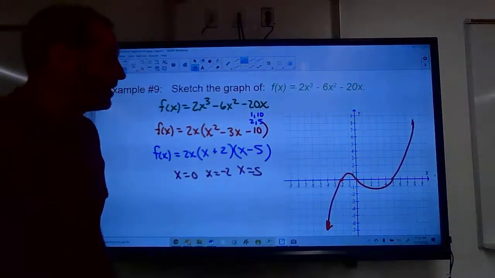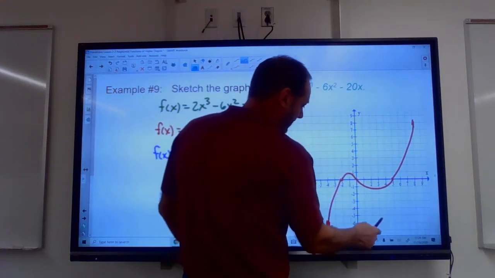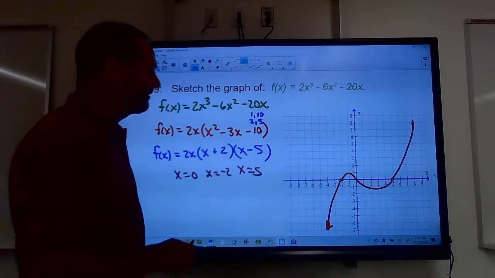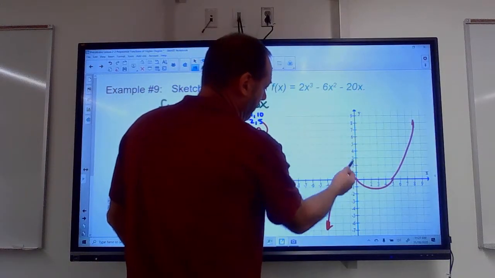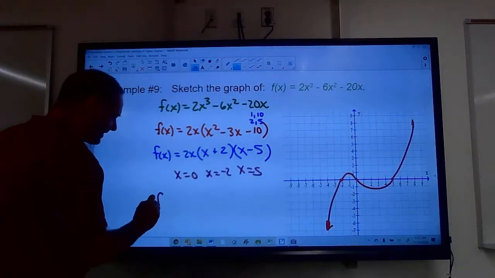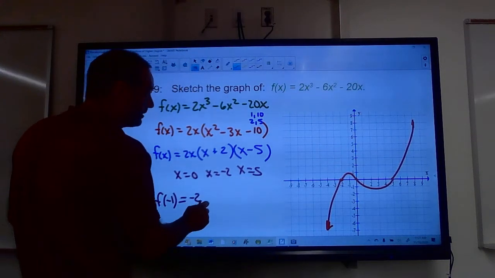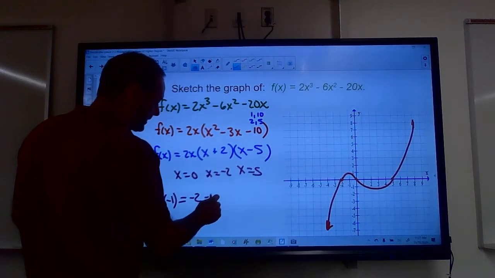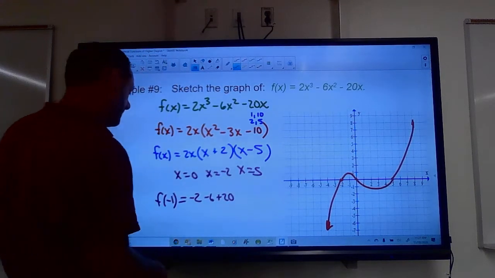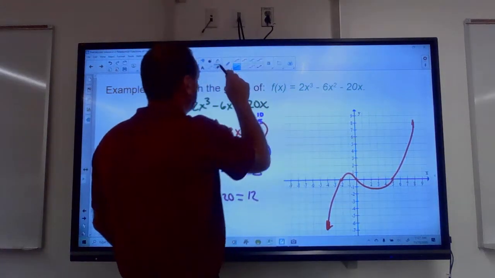I know it's going to cross at all three of these, so it's going to do something like this. Now, the only thing I don't know to graph this is, does this go way up here and then back down, or does this go way down here and come back up? I don't know. But what I could do is I could just graph a point, just figure out, okay, what happens at negative 1? Well, if I plug in negative 1 here, if I find f of negative 1, that would be what? That'd be negative 2 minus 6 plus 20. So that'd be, what, 12? This does go kind of a ways up here.